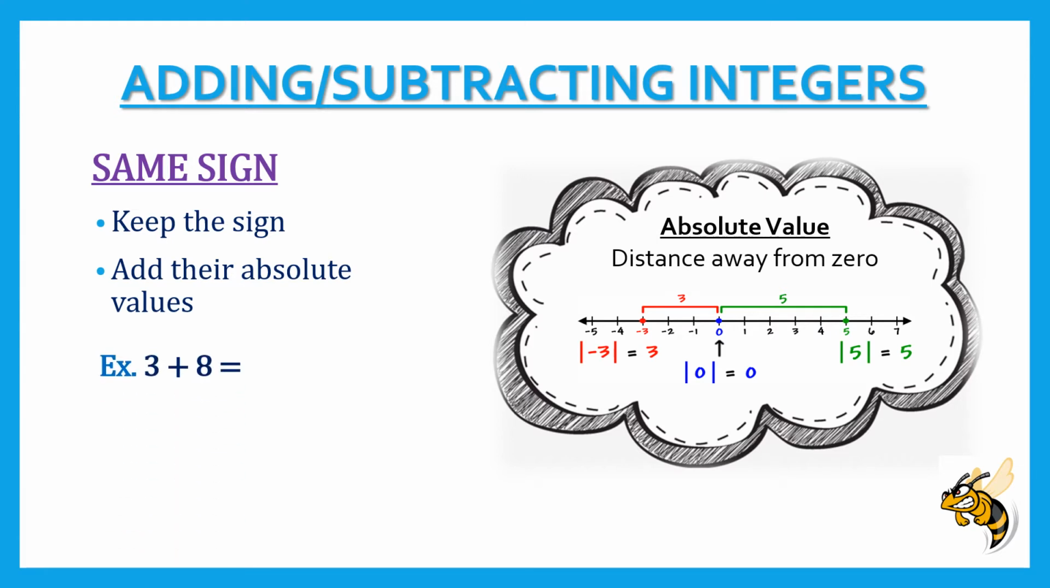Example, 3 plus 8. Both numbers are positive, therefore my answer should be positive. So 3 plus 8 is equal to 11, so it should be a positive 11.